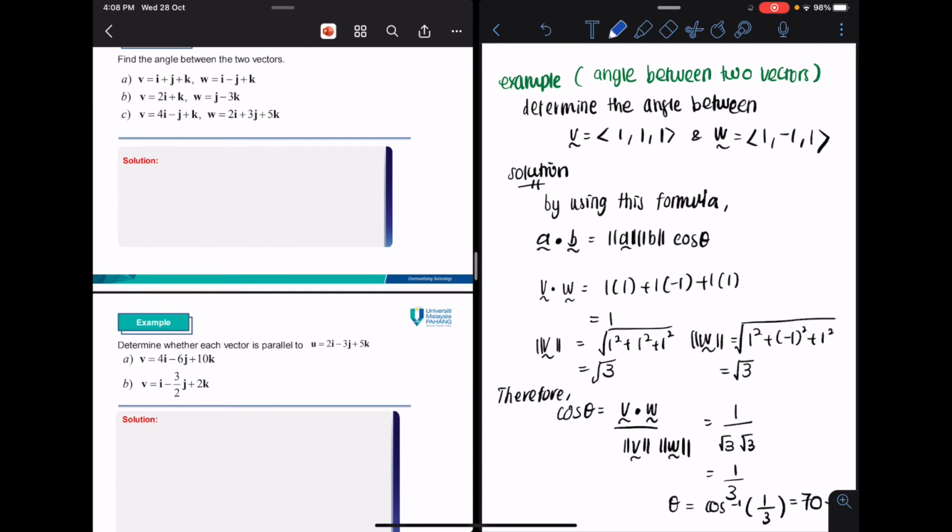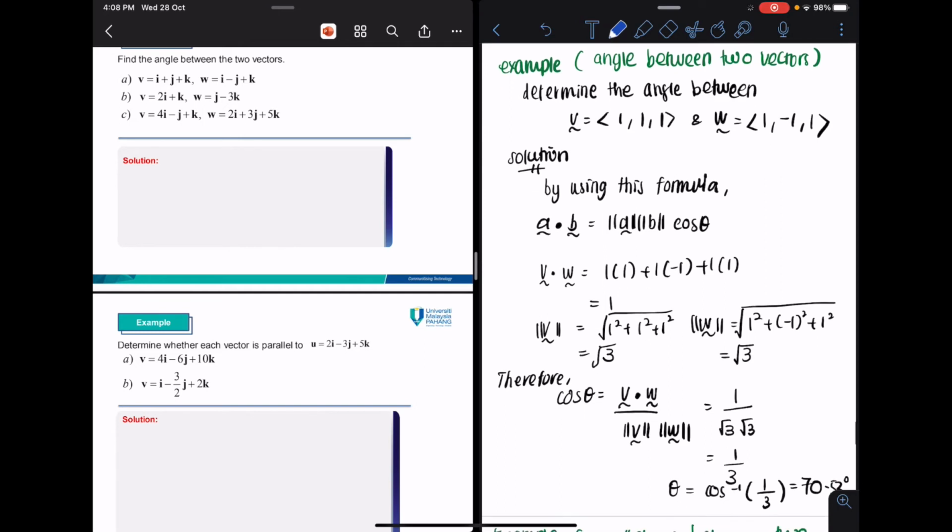In order to use the formula to determine the angle between these two vectors, we have to recall the formula. Basically, we have to find the dot product between the two vectors first, which means we perform the multiplication according to the components, such as i with i, j with j, and k with k. In this case, right after I perform the dot product between these two vectors, I will end up having 1 as the answer.